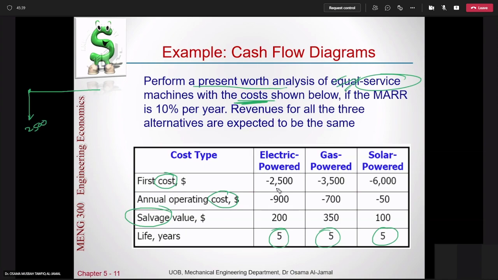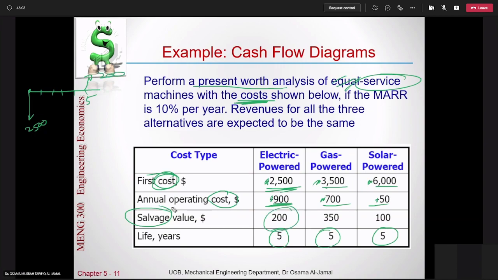2,500. Even without putting that negativity, the word cost means this is negative. Same thing for those. Salvage, for sure, is positive. In life, for all of them, upward at time 5 for that salvage, 200.